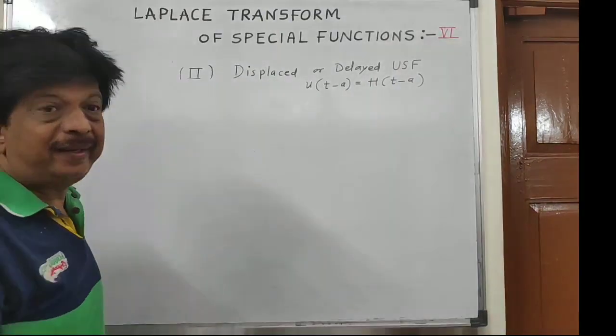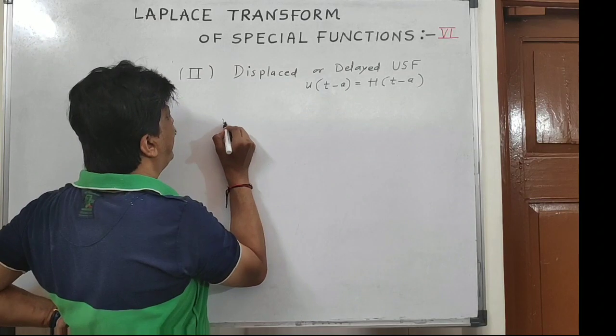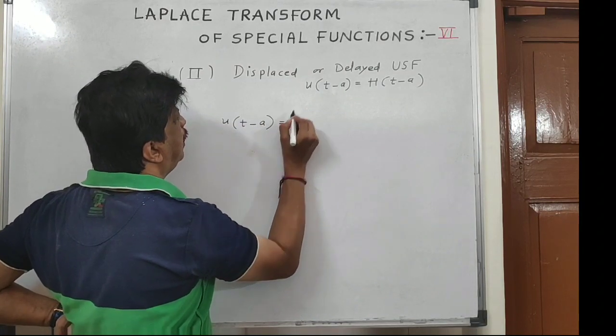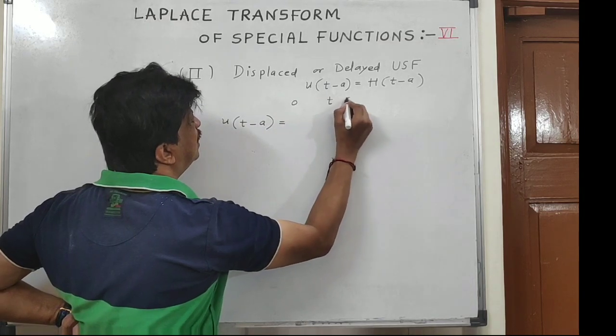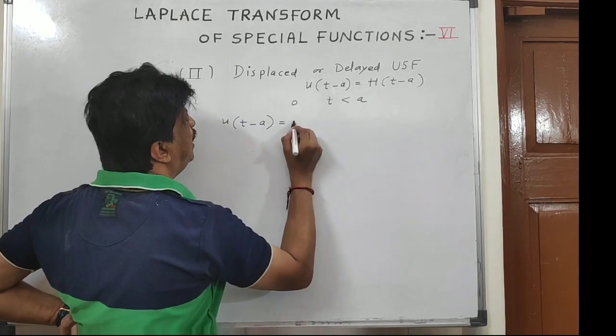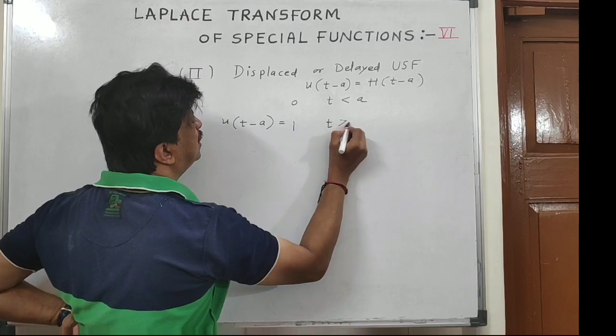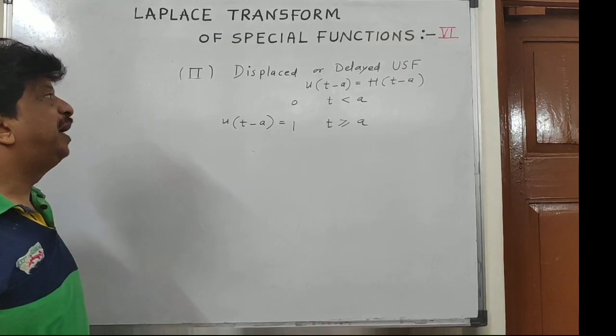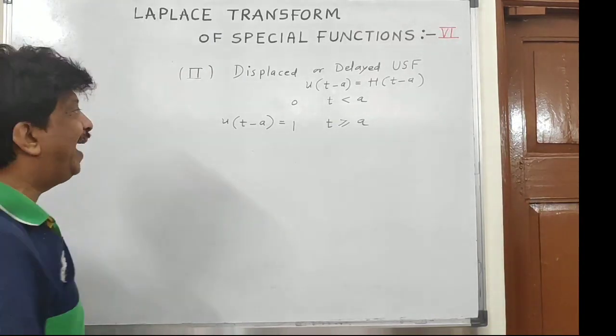So how is it defined? It is defined like this. u of t minus a is equal to 0 when t is less than a, and it is equal to 1 when t is greater than or equal to a. It can be better understood by its plot.